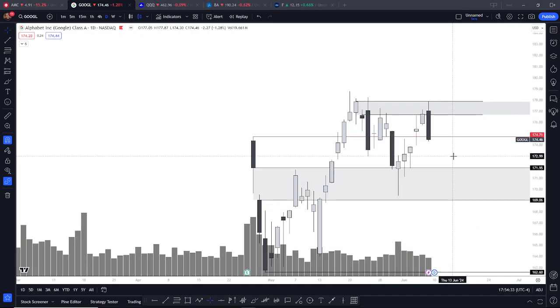We do have CPI this week on Wednesday, and then we have initial jobless claims on Thursday. Typically with days like that, low volatility can come before those data sets come out. So what I would probably be looking for is to realize some profits on the trades that I have open right now.